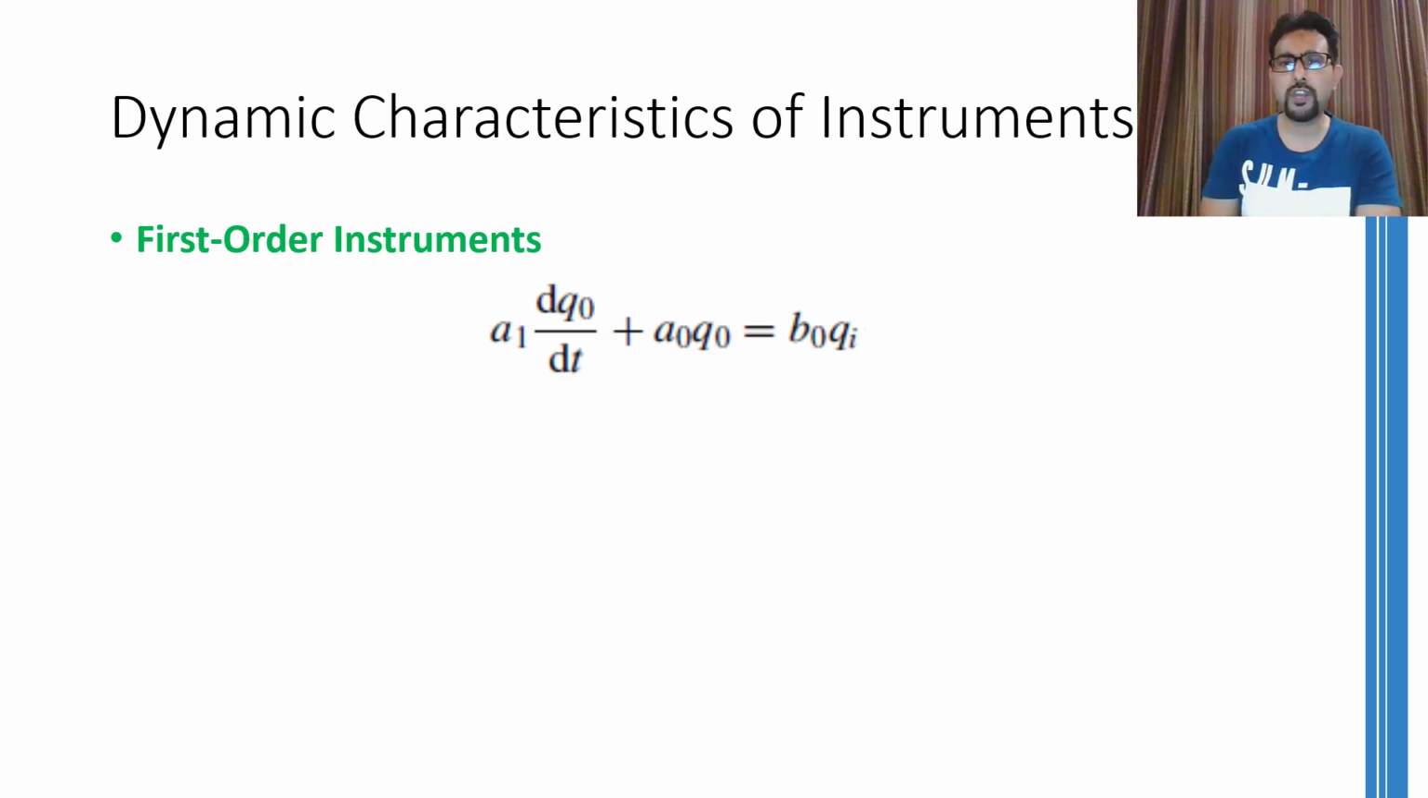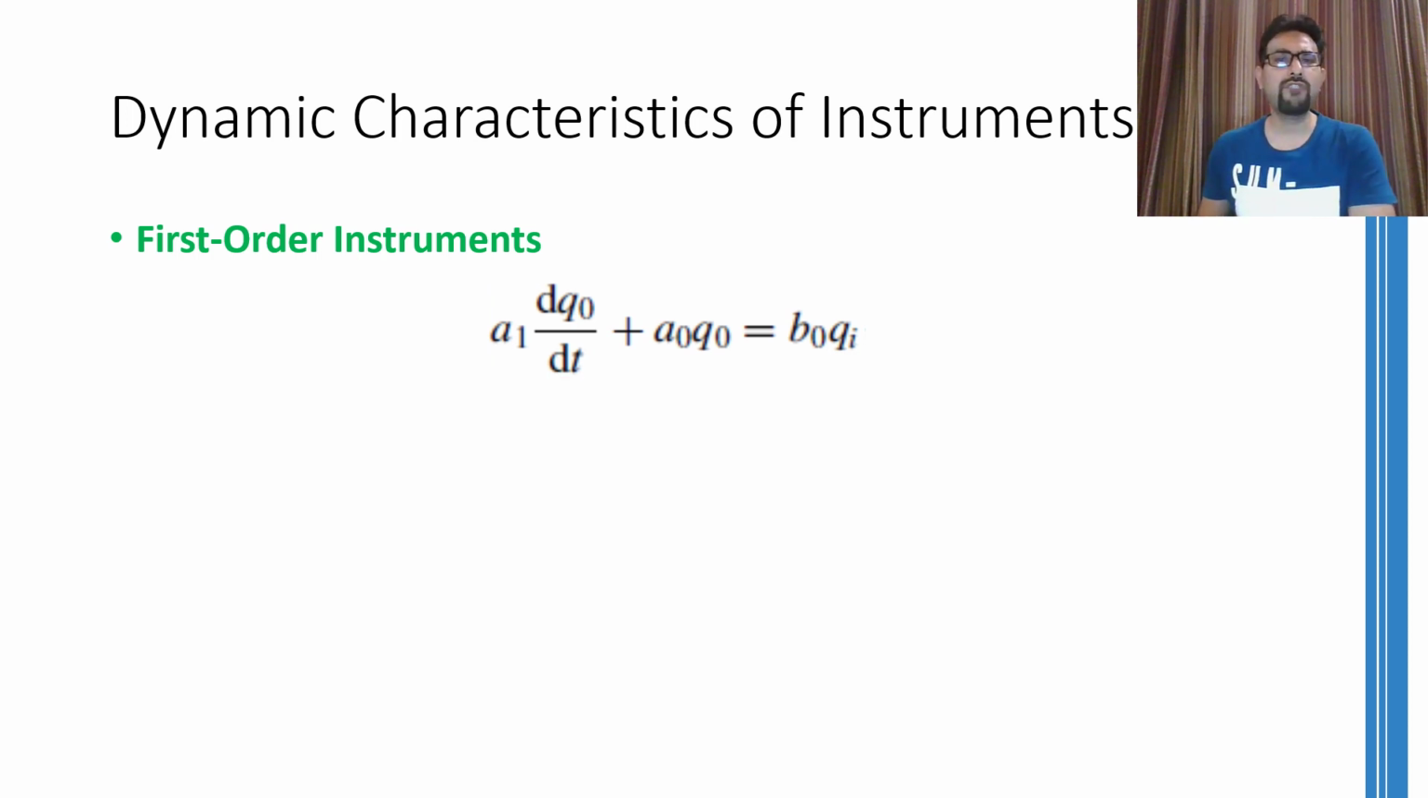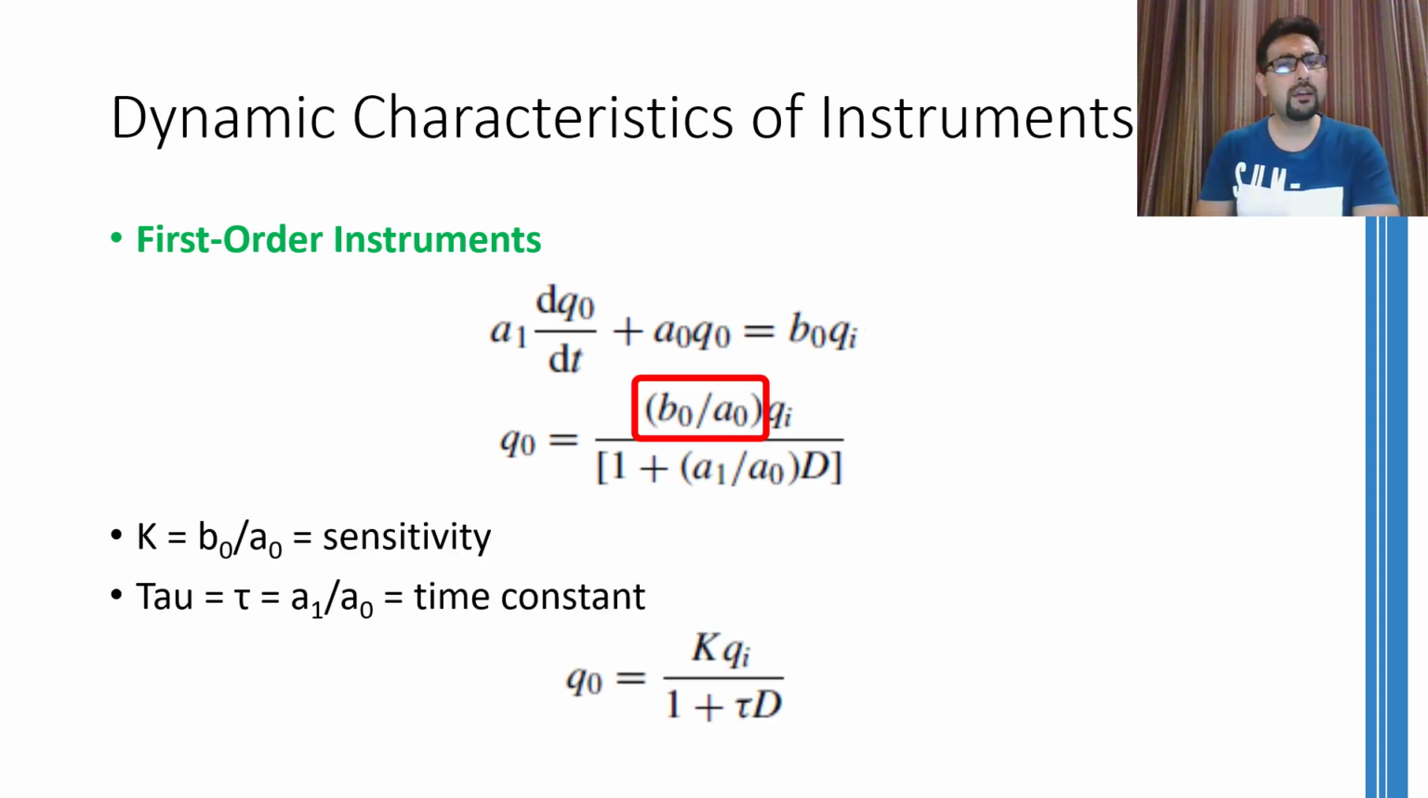So if we reduce the equation to the first order case, then we will be left with this thing. And we can easily simplify this equation into this form. In the numerator, the term is called sensitivity because it will dictate the gradient of the output versus input graph. And the value of tau is the time constant. This time constant is directly related to the time the system takes to reach the final output.